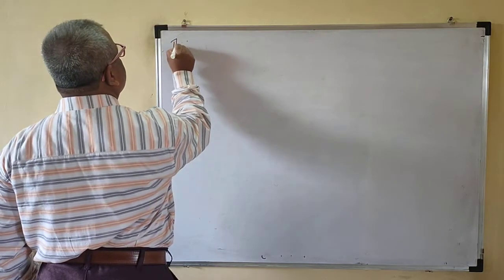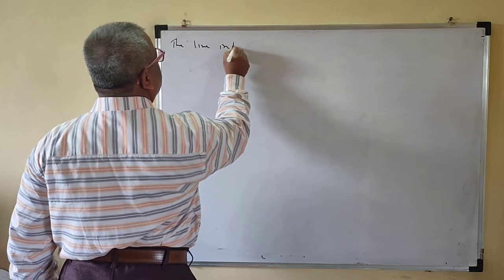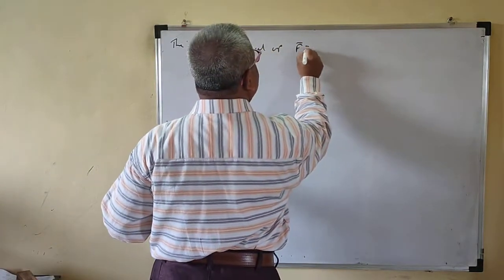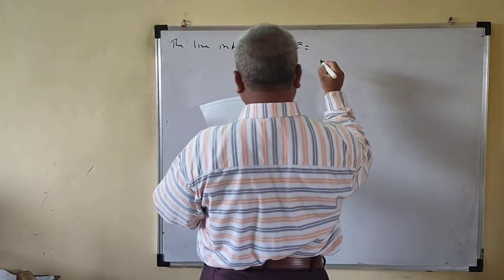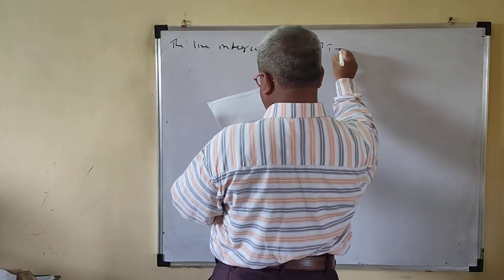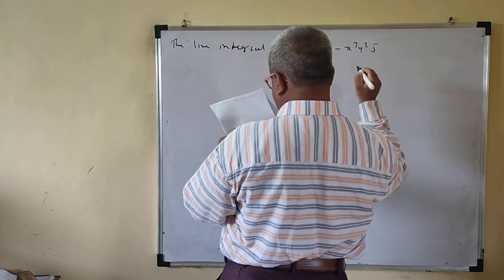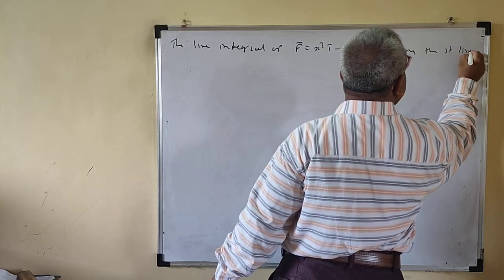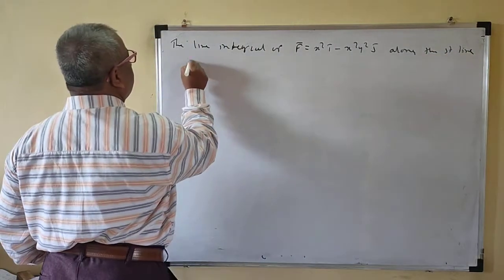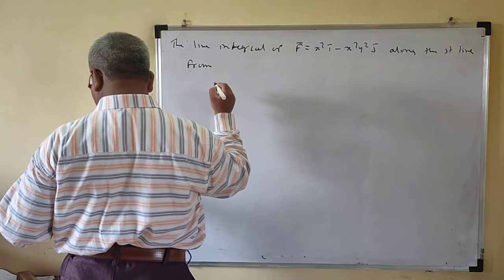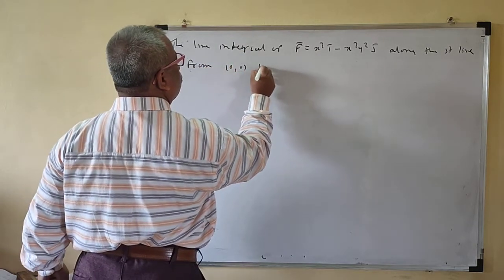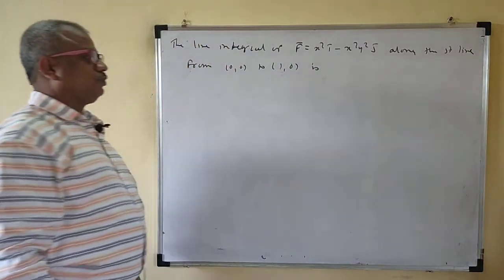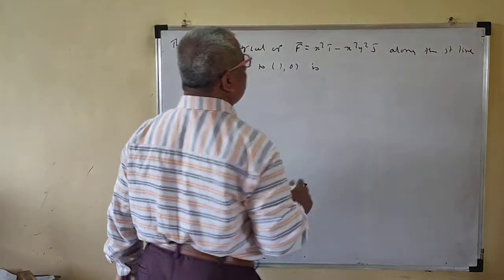Okay. So the line integral of f bar is equal to x square i bar minus x square y square j bar along the straight line from 0 0 to 1 0. Okay, so this you want.